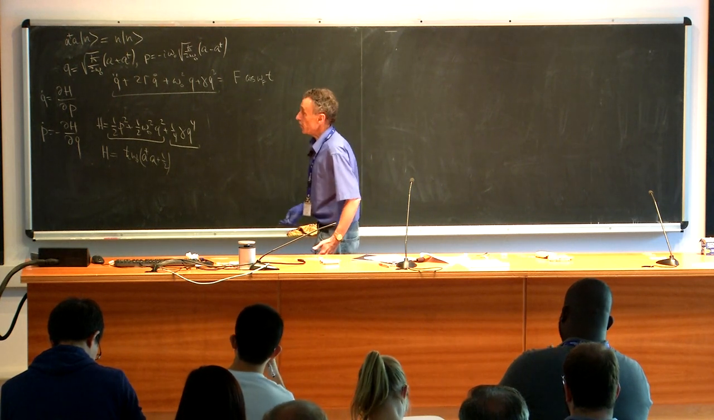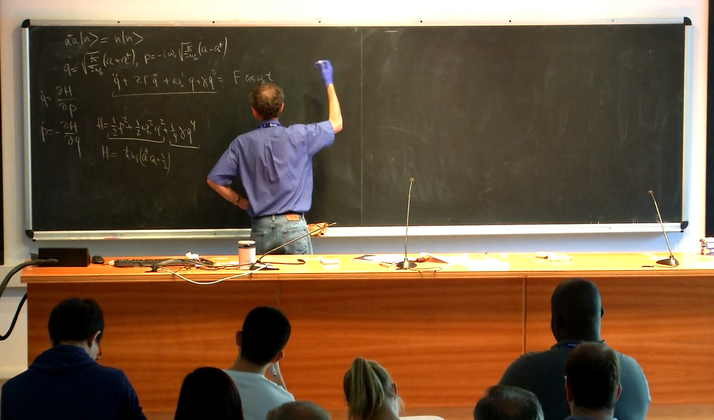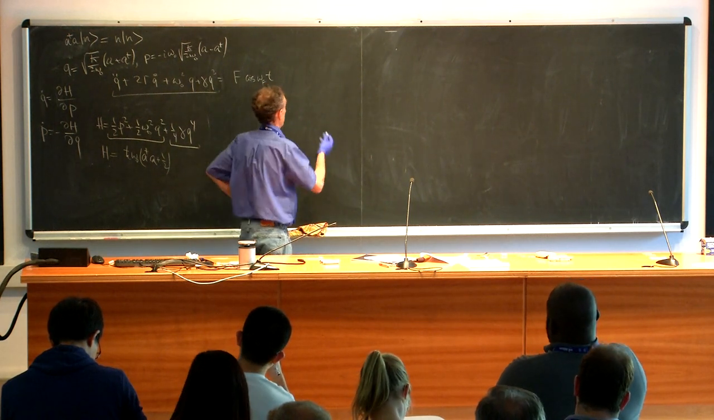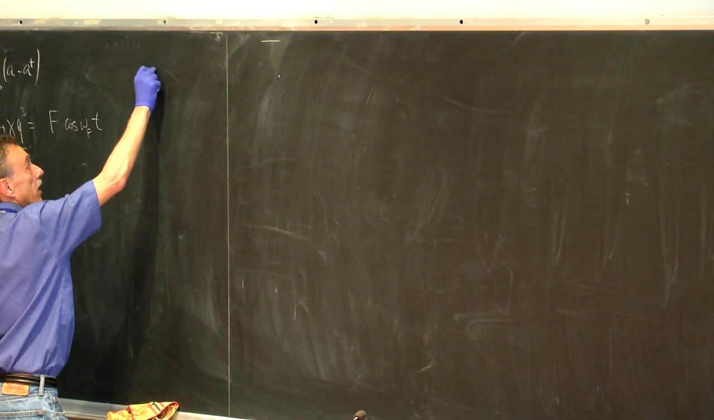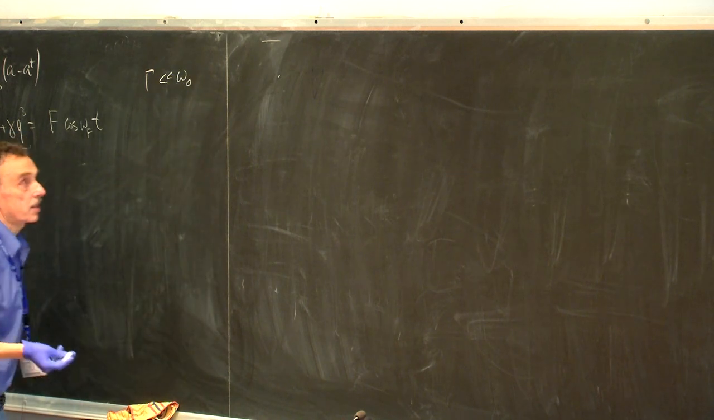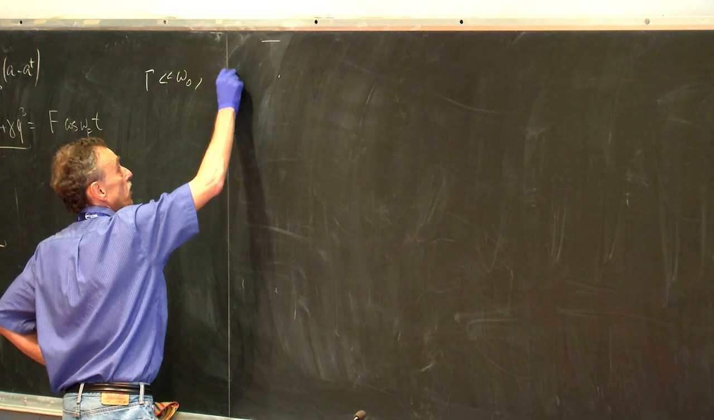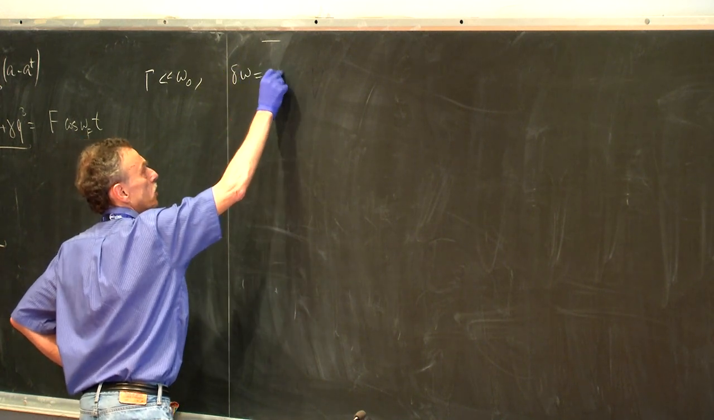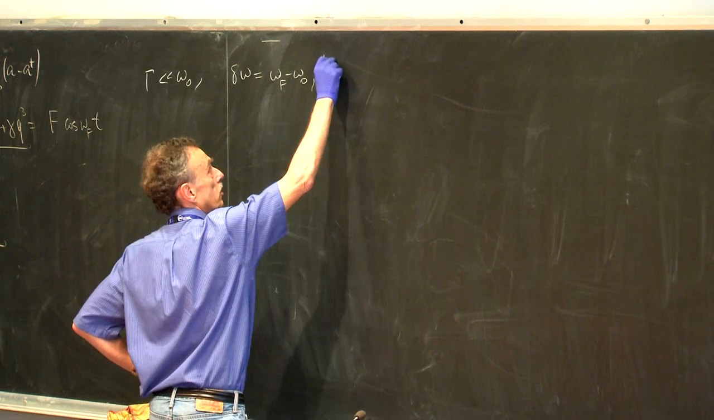we make a transformation. So what we will be doing is the following. We say that our oscillator has a high Q factor, that is, the decay rate is much less than omega naught. The detuning delta omega, which is omega F minus omega naught, is also small.